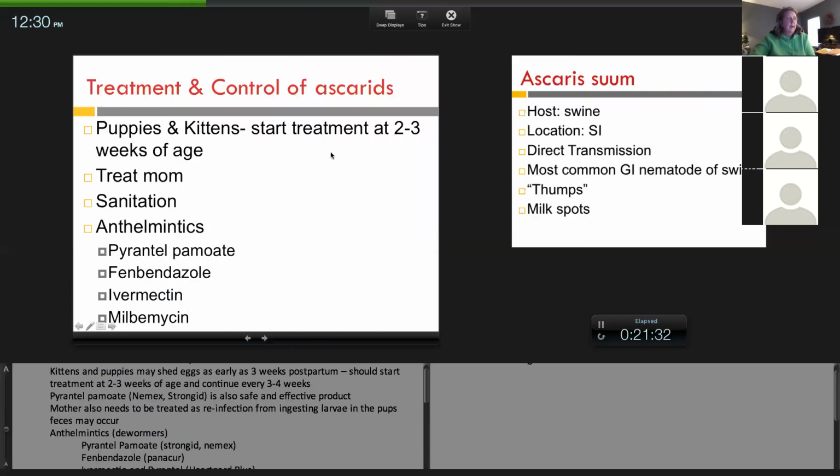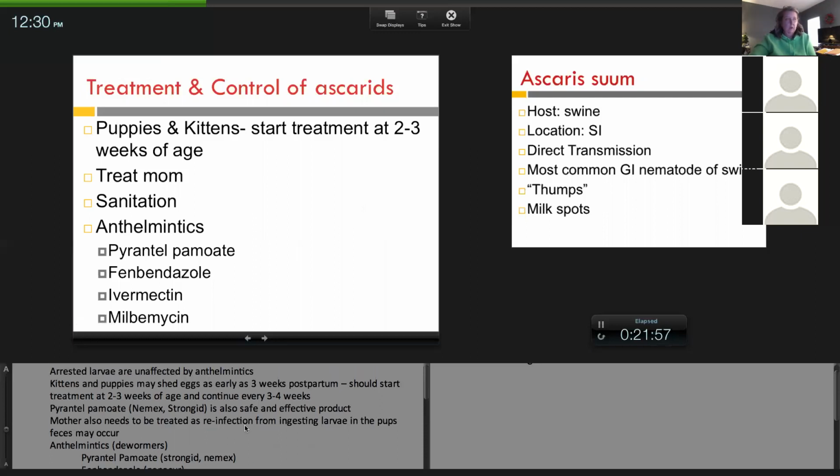So treating ascarids, I also have a sheet after I talk about this that talks about the drugs and their names, and then we'll go over that after. You can start treatment at 2 to 3 weeks of age, and sometimes in puppies and kittens, they will just do the treatment and won't always check a fecal. Usually the treatment is pretty benign. So you first treat around 2 to 3 weeks, and you usually treat mom as well.